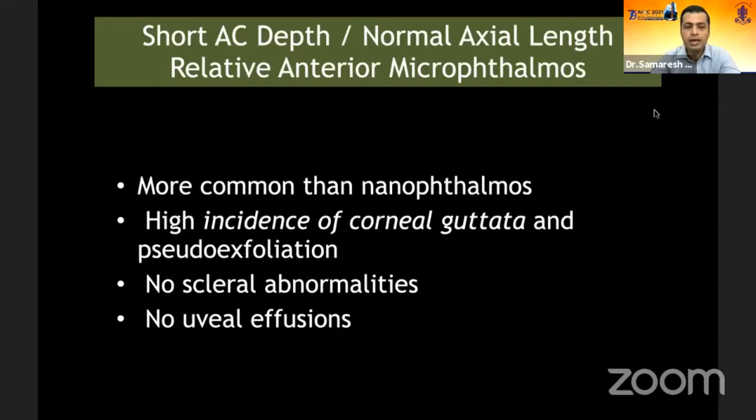Now, what is RAM? RAM is another variation of a small eye where the anterior chamber depth is small, but behind the anterior chamber, or behind the lens, the axial length is that of a normal eye. So it's just a short anterior chamber. That's why it's called relative anterior microphthalmos. There's very little chance of uveal effusions or problems, but these eyes are a little more predisposed to corneal degeneration in terms of guttata and pseudoexfoliation.